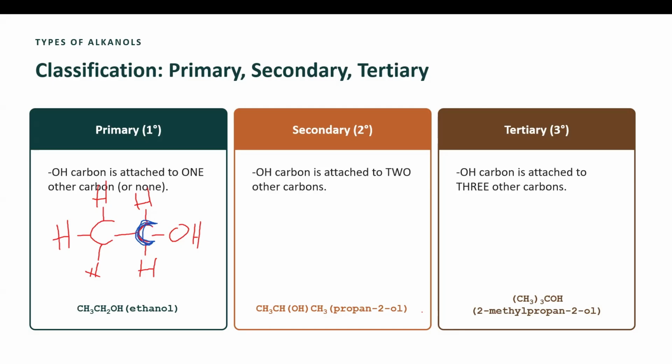So this one, because it is bonded to only one carbon, is a primary alkanol. If it is bonded to no other carbon atom, that means it is bonded only to hydrogens, it is also a primary alkanol. So in this case, this is ethanol, and ethanol is a primary alkanol. Are we together? Ethanol is a primary alkanol.